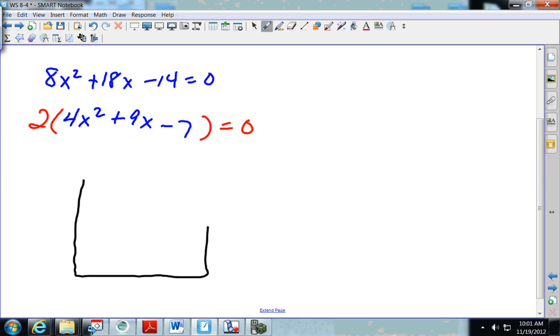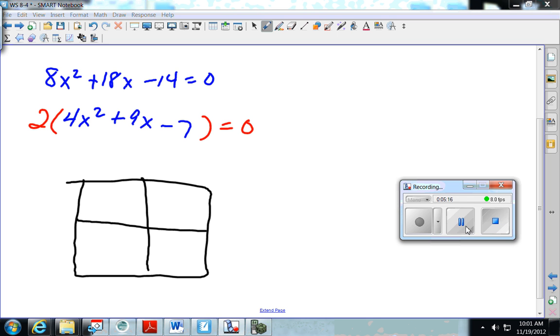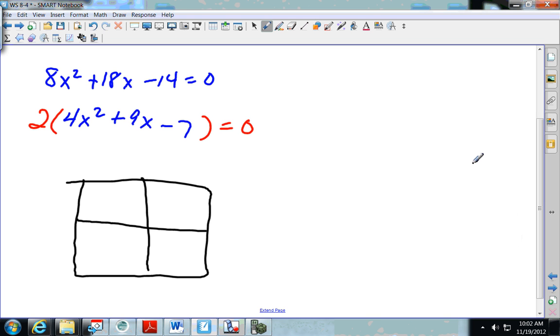So I'm going to draw the box. Okay, now set it up and using the box. 4x squared goes up in the top left. In the bottom right is minus 7. I have something x and something x. Now, I'll use a different color. A is 4, B is 9, C is negative 7.